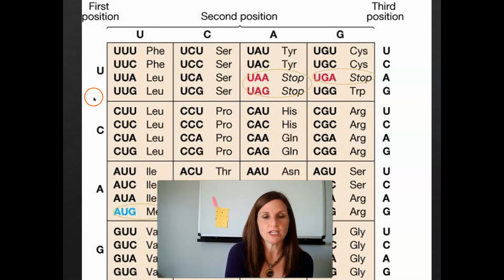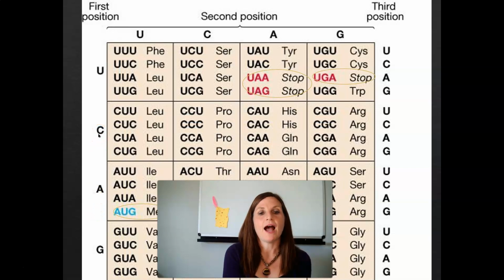Our first position in our code is here on the left. So if I were starting with C, for example, I would take this C and go across the chart until I ran into whatever my second base was. So if my codon was C, C, C, I would start here with my C's and come across till I got to my next column, which had a C, and then finally my last column, which had a C, and I would be right here at PRO or proline.